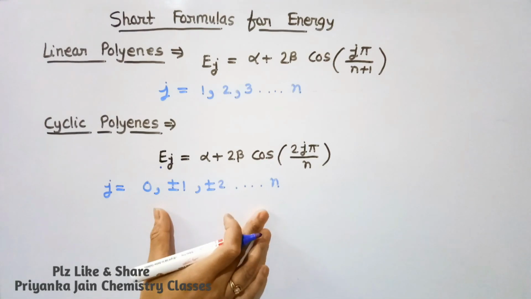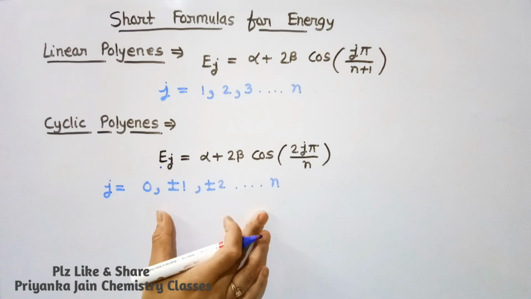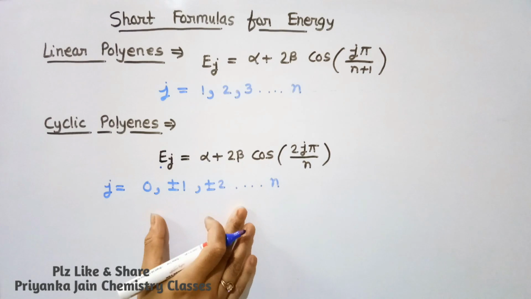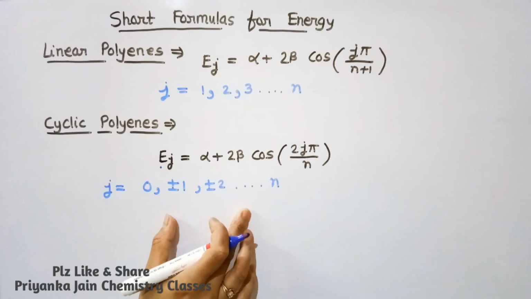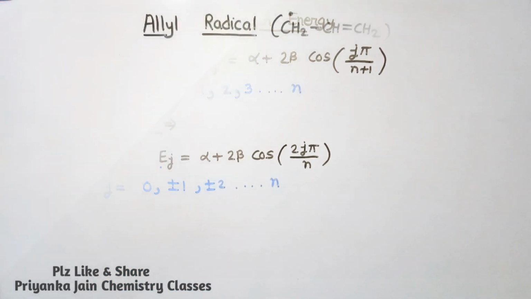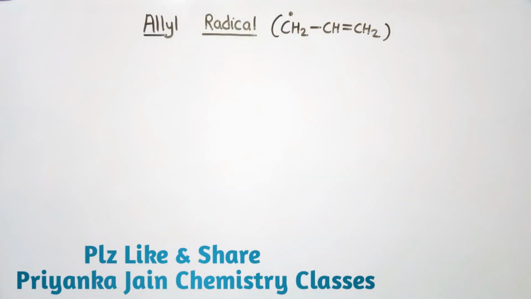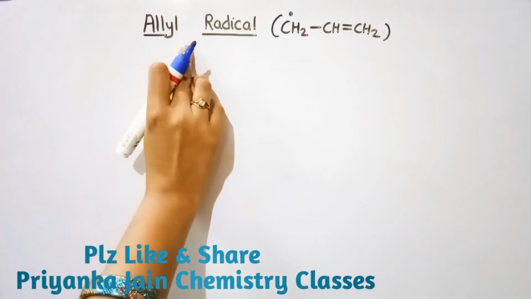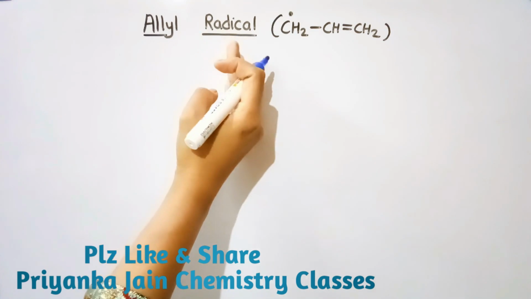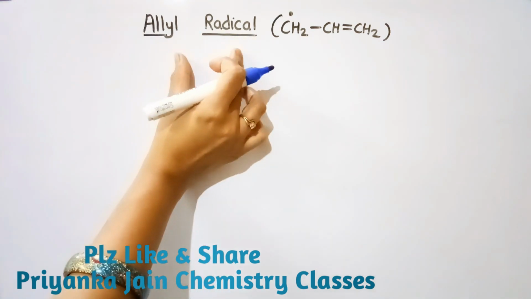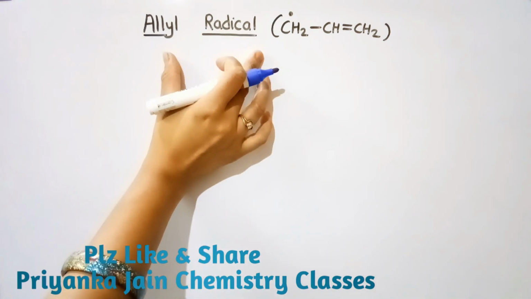Firstly, I am taking the example of the allyl radical, because I have seen that several times questions have been asked on the allyl radical. So firstly I am considering that one. Okay, so firstly we are seeing the case of the allyl radical, or we can say the allyl system, because in all the cases, whether we are taking the allyl radical, or the cation or anion, we are taking the same type of secular determinant.